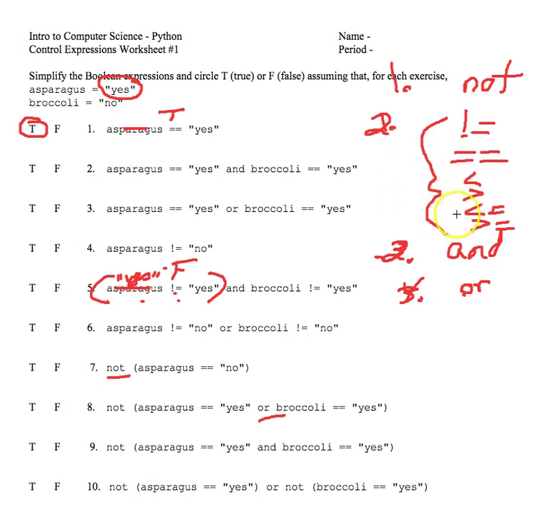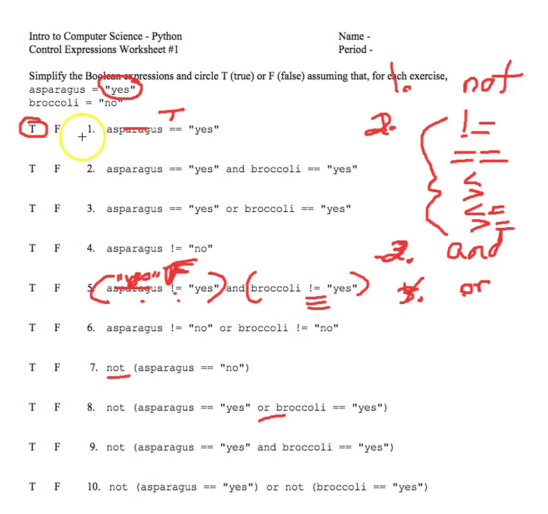All of this is explained in my notes. Please read my notes. Okay, back to number 5. So we just got a false on this side. But now we have to do this because the not equal to symbol is higher than the and. So I ask, is broccoli not equal to yes?